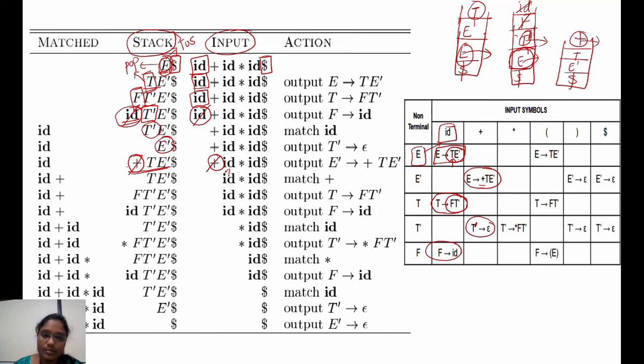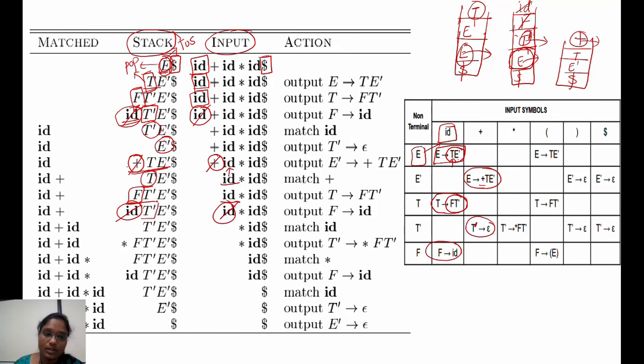So the next input symbol to be read is the next symbol ID. So now we have to again check what is T on ID. So you'll be getting T gives FT dash. So T is popped out, and it is replaced with the right hand side, that is the body of the production, into the stack. So now F becomes the top of the stack. Now again you check F on ID, so it becomes ID. Okay, so now ID and ID get matched, the inputs, so that is cancelled.